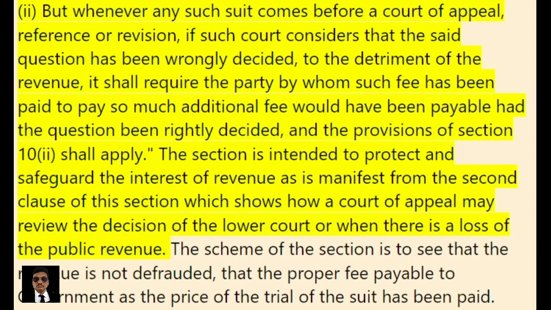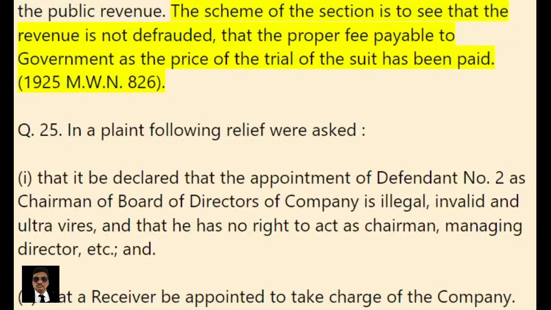This section is intended to protect and safeguard the interest of revenue, as is manifest from the second clause of this section, which shows how a court of appeal may review the decision of the lower court when there is a loss of the public revenue. The scheme of the section is to see that the revenue is not defrauded, that the proper fee payable to government as the price of the trial of the suit has been paid. 1925 NWN 826.